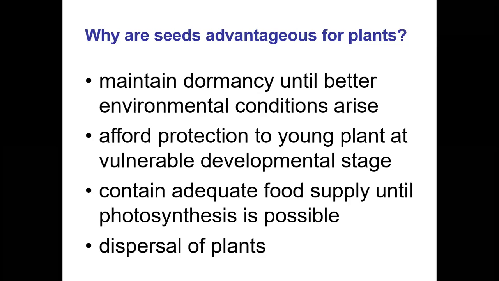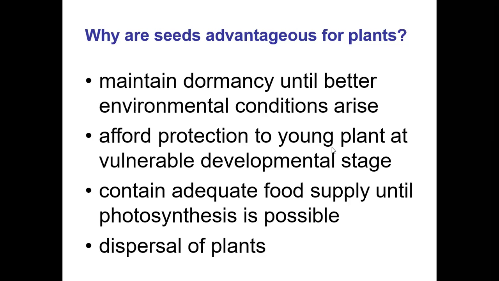When suitable environment is obtained, suitable environment means good temperature, carbon dioxide gas, and water, then seeds germinate into new plants. That passive state is called dormancy. Maintain dormancy until better environmental conditions arise. When environment becomes good, seeds will develop into plants. Then another point, afford protection to young plant.